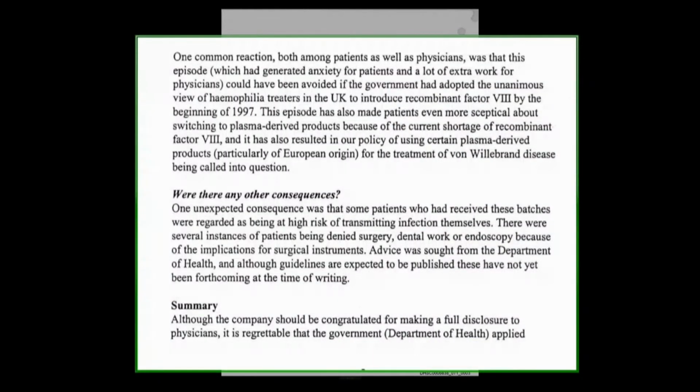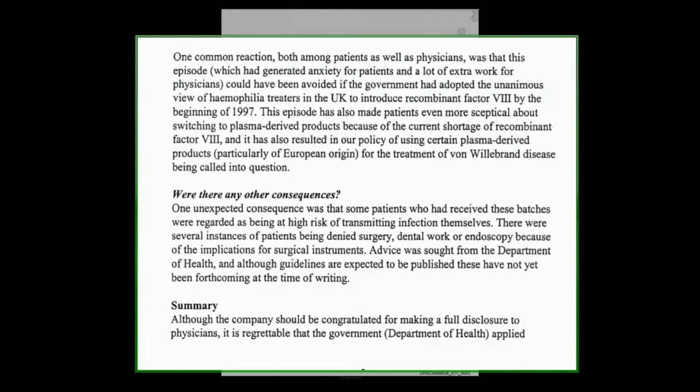were there any other consequences? And you said this one unexpected consequence was that some patients who'd received these batches were regarded as being at high risk of transmitting infection themselves. There were several instances of patients being denied surgery, dental work or endoscopy because of the implications for surgical instruments. Advice was sought from the Department of Health, and although guidelines are expected to be published, these have not yet been forthcoming at the time of writing.